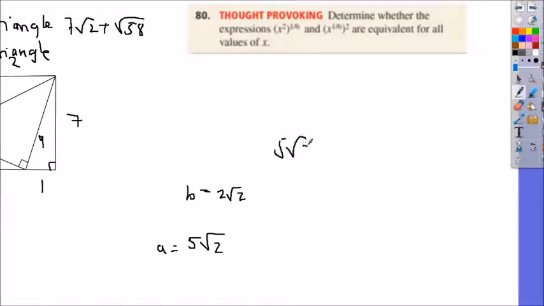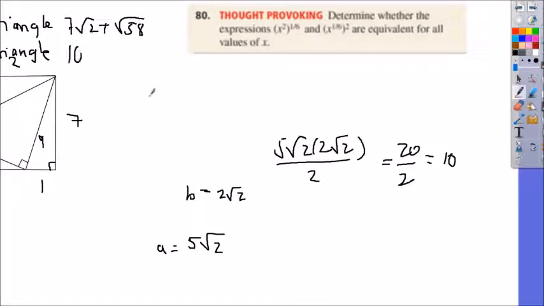So we use the triangle area formula. 5 square root 2 times 2 square root 2, divided by 2. 5 square root 2 times 2 square root 2. That's 20. 5 times 2 is 10, and square root 2 times square root 2 is 2. 20 divided by 2 is 10, and 10 is the answer for area.